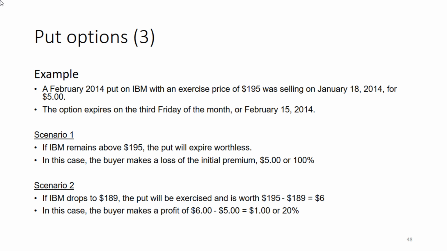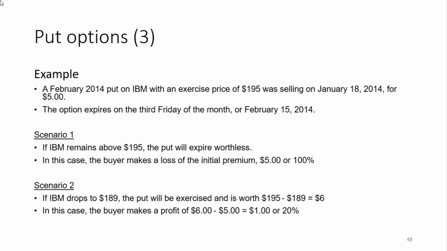Let's look at an example. So I look at an example where there is a February 2014 put with an exercise price of 195, and in order to buy this put, the put holder needs to pay $5. So that's the option premium that needs to be paid, because the holder of the put has a right and the seller of the put has an obligation. So there is an expiration moment, 15th of February, and let's look at two scenarios of what could happen at expiration moment.